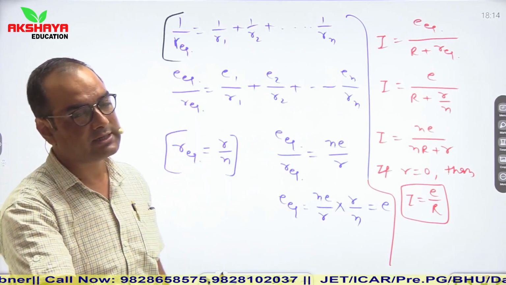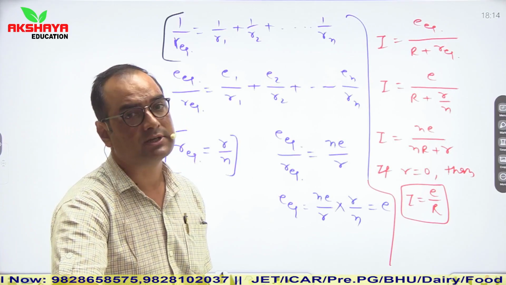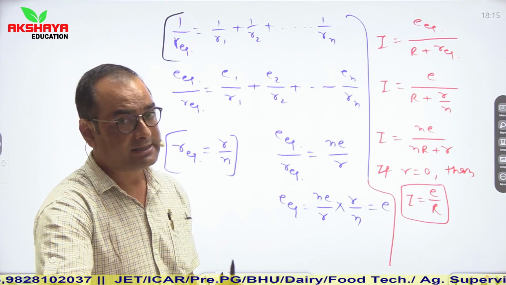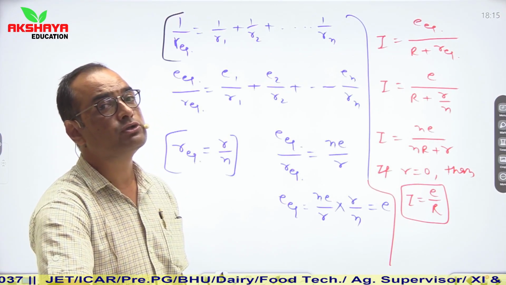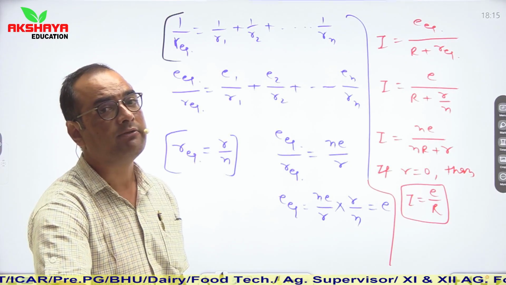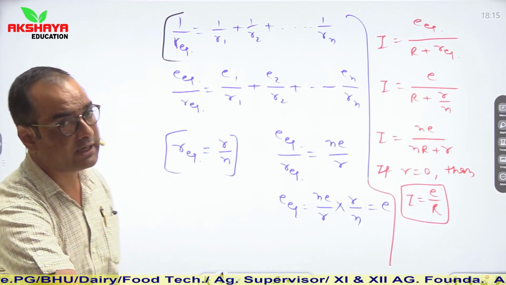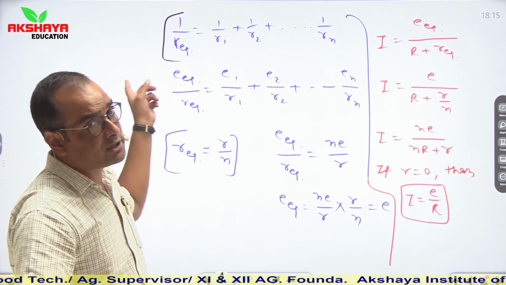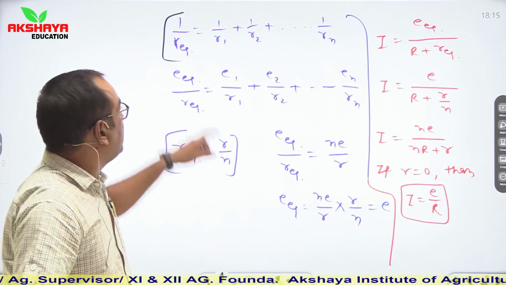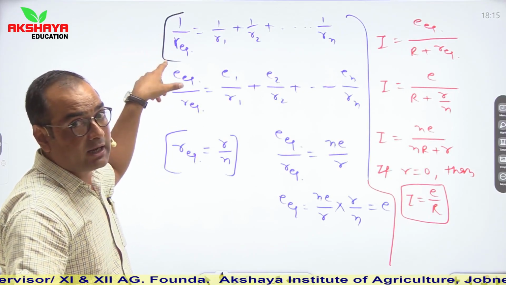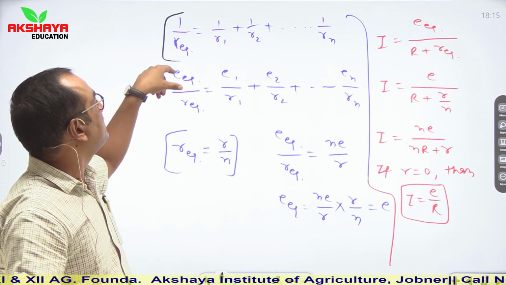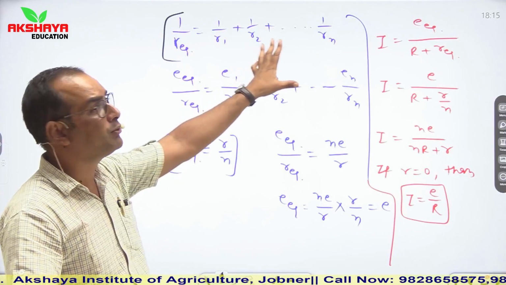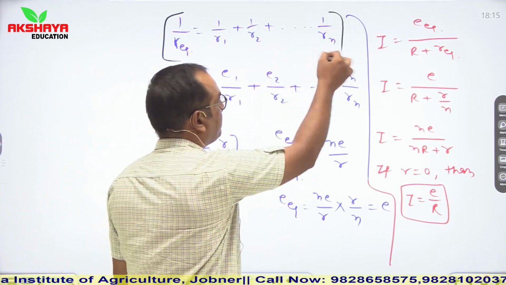This first relation is again based on the combination of resistors. In parallel combination of resistors, we know that the reciprocal of the equivalent resistance is equal to the sum of the reciprocals of all individual resistances. We discussed this in our previous lecture on combination of resistors. So in parallel combination of cells also, the equivalent internal resistance is given by 1 upon r equivalent equal to 1 upon r1 plus 1 upon r2 up to 1 upon rn. This is the simple concept.